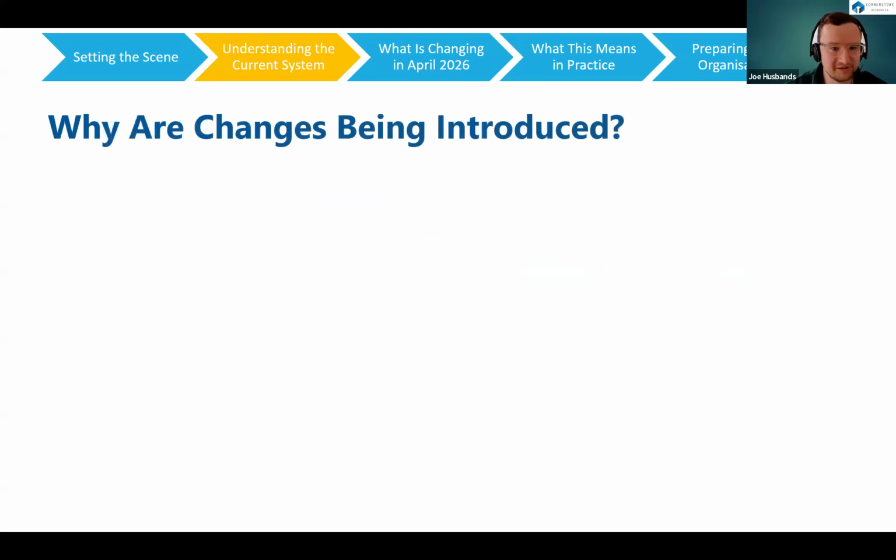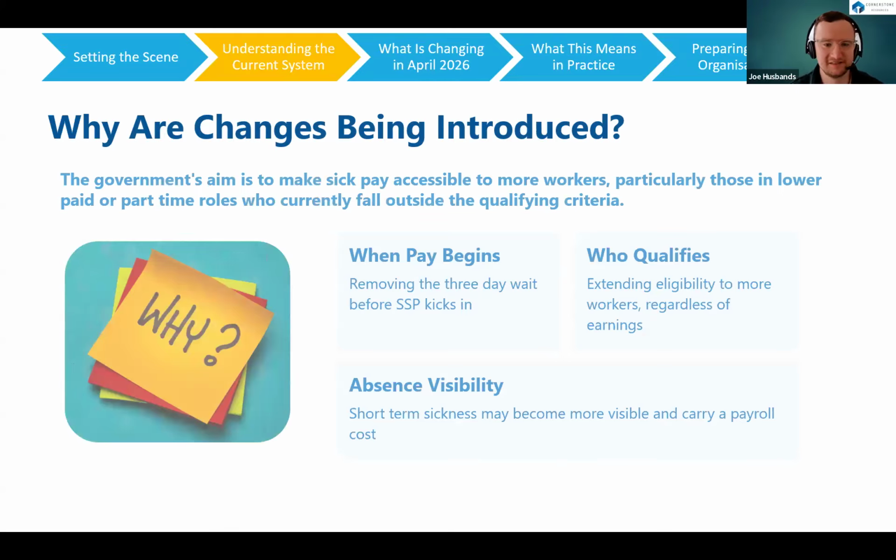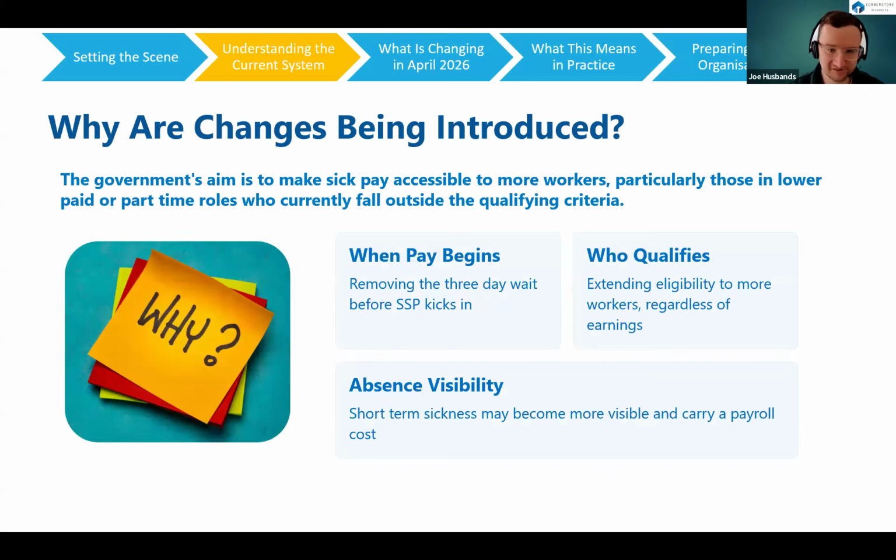So why are these changes being introduced? The government's stated aim is to make sick pay accessible to a wider group of workers, particularly people in lower paid roles or very part-time roles who currently fall outside the qualifying criteria. So there are 3 broad areas the reforms focus on. The first is when sick pay begins. At the moment, as we mentioned earlier, there are 3 waiting days before SSP starts.